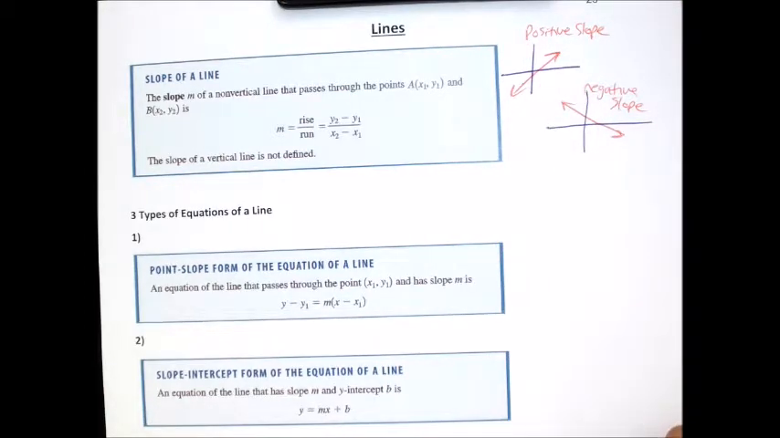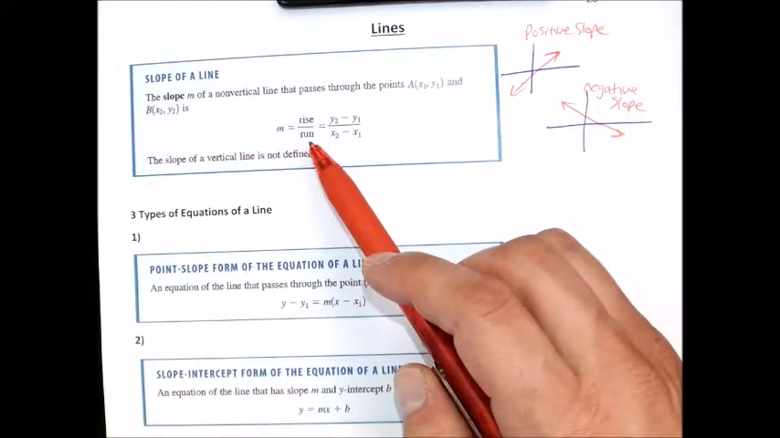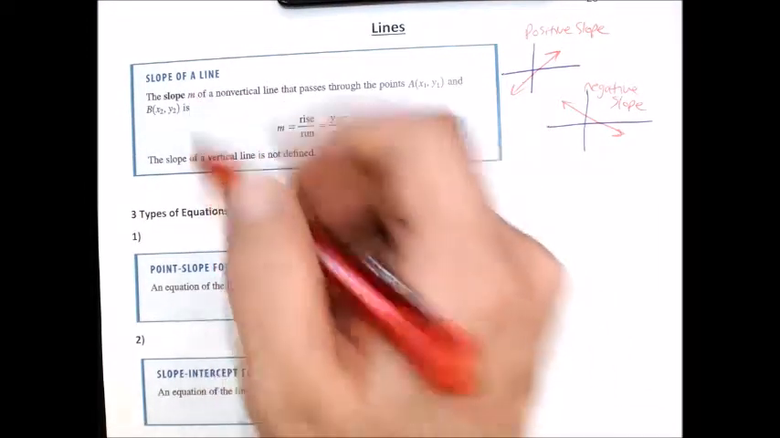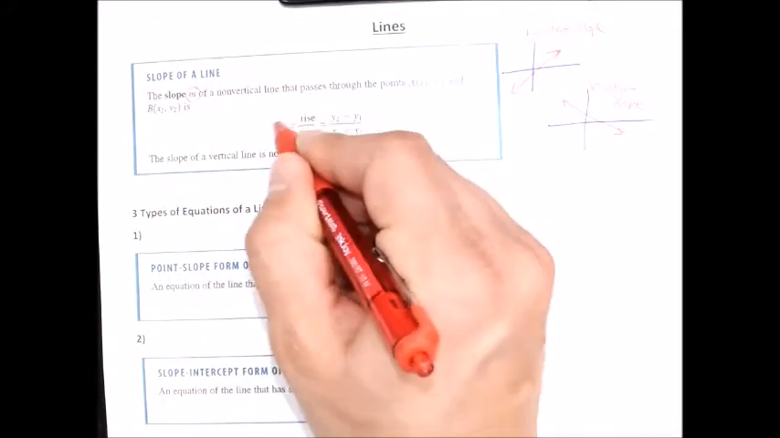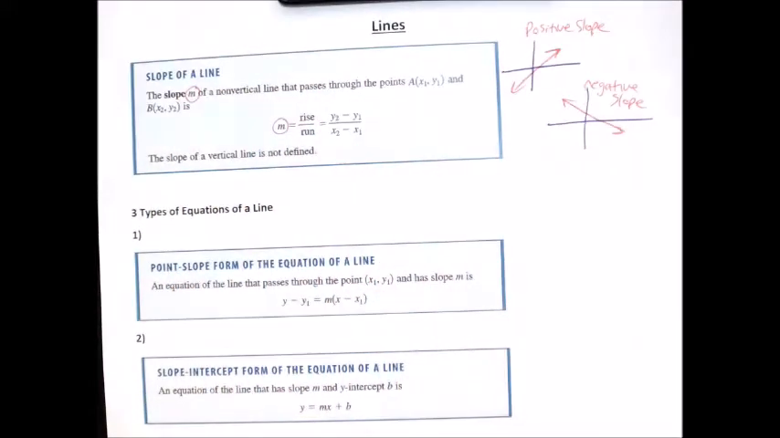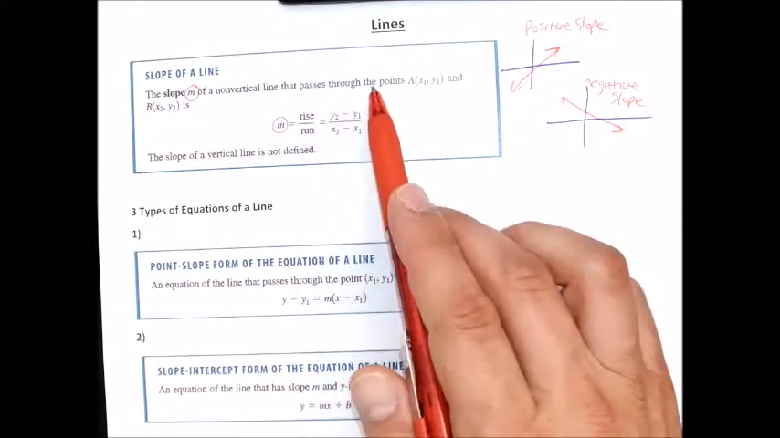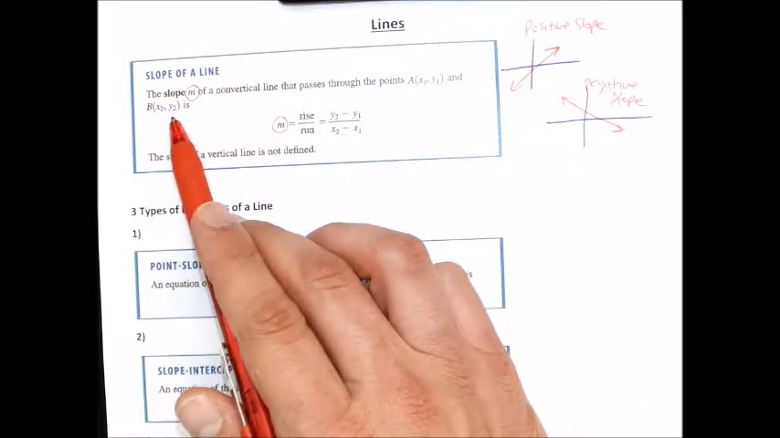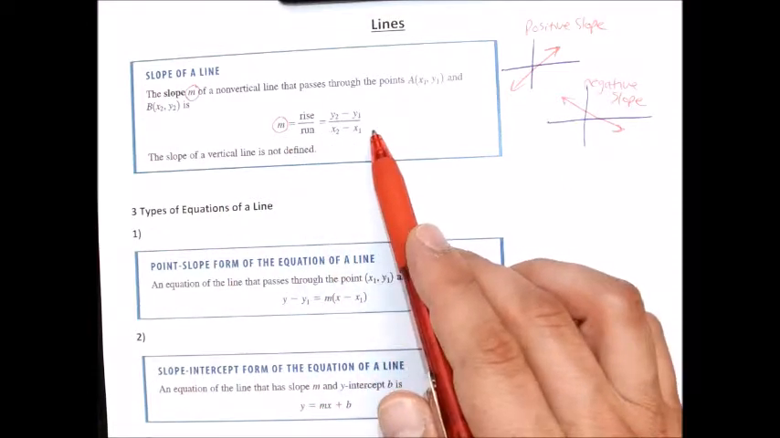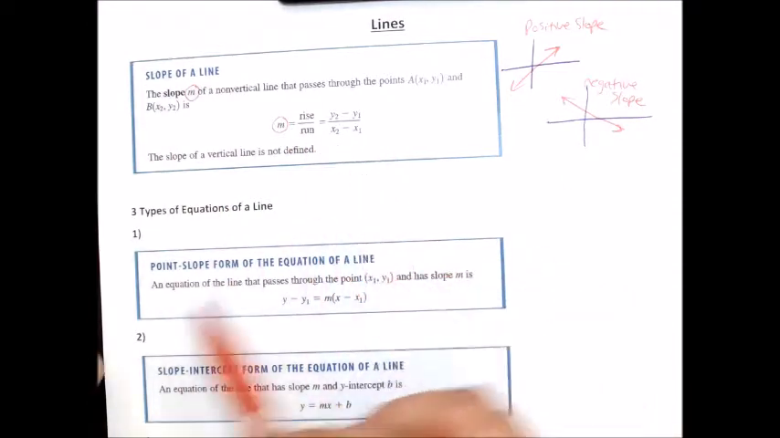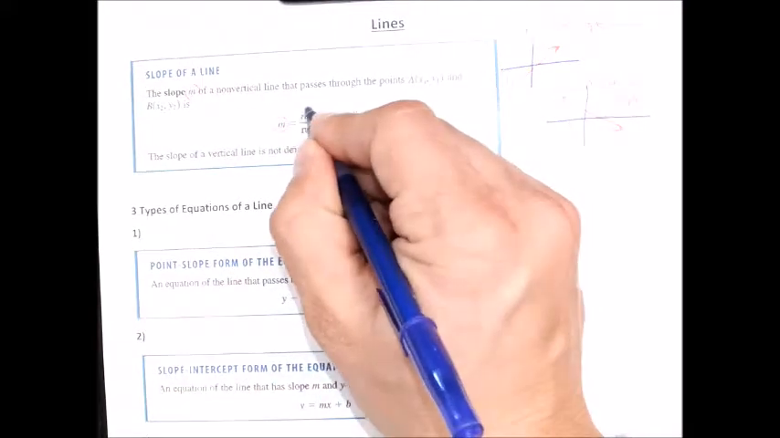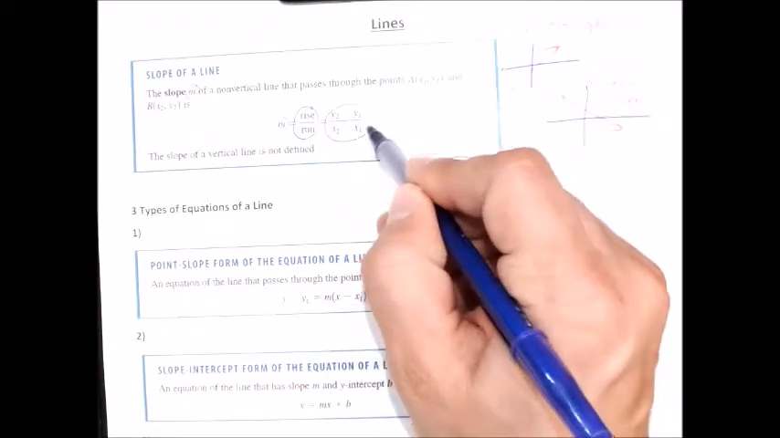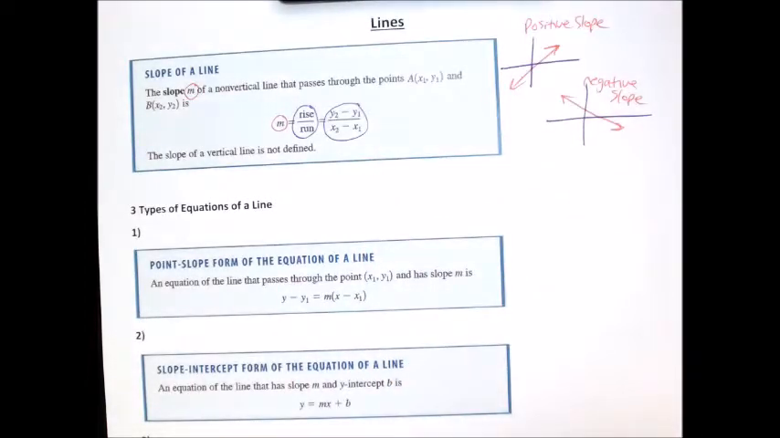That's great. Here's the equation of slope and how we figure it out. The slope m, we usually represent slope with the letter m, right? Remember that. The slope of a non-vertical line that passes through the points (x1, y1) and (x2, y2) is given by this equation. There are two things written here: rise over run, and then this equation, y2 minus y1 over x2 minus x1.